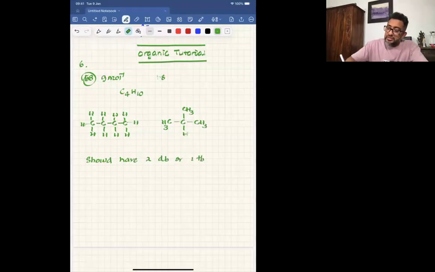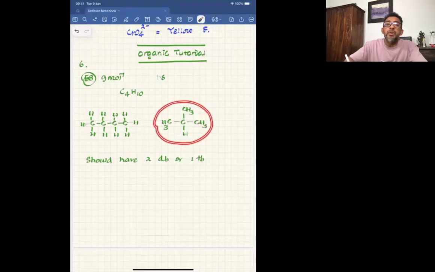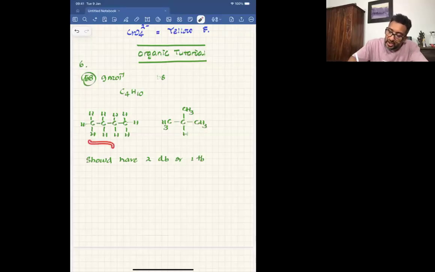So now for the structure like this, you can't have a triple bond. If I draw a triple bond here, it will violate the octet. 1, 2, 3, 4, 5. Forget about hydrogens. You can't have two double bonds also like this. It will still violate the valence. So here, this is the only structure you can have for that.